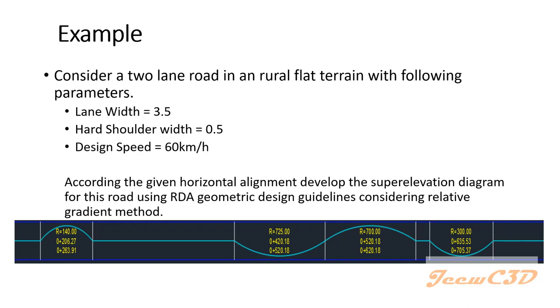It says that this is a rural flat terrain. Since it is a rural flat terrain, you have to memorize that, since it is a flat terrain, you can't go for super elevation more than 6%. That is what the RDA guidelines say. Since this is a rural area, we also have larger radius curves, 725, 700, 300, so you need to look at the super elevation and adverse cross fall because of these larger radius curves with rural flat terrain.